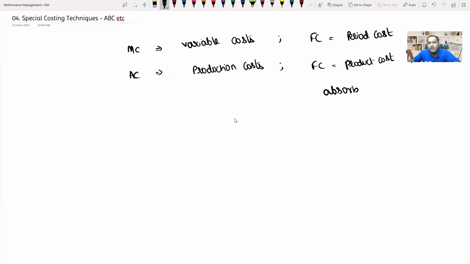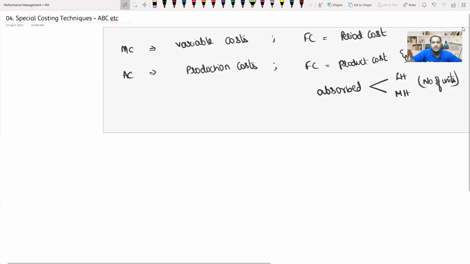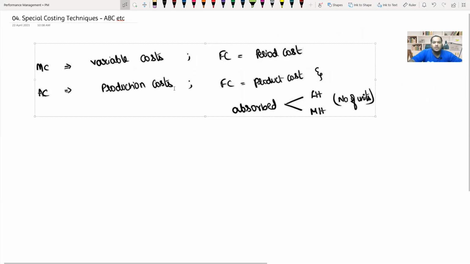On what basis do we absorb the fixed costs in terms of absorption costing? Either labor hours or machine hours, sometimes also number of units. Number of units is very rarely done, but mostly we go with the labor hours or the machine hours when we are talking about the absorption of fixed overheads under absorption costing.